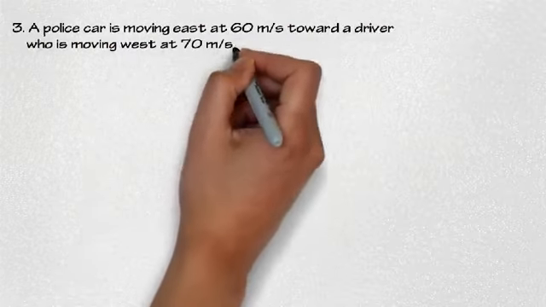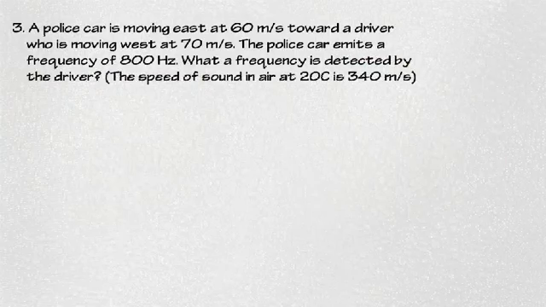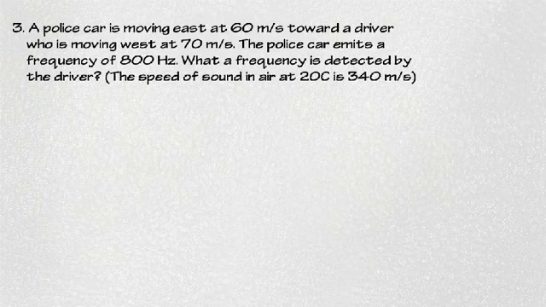Question number 3. A police car is moving east at 60 meters per second toward a driver who is moving west at 70 meters per second. The police car emits a frequency of 800 Hz. What frequency is detected by the driver if the speed of sound in air at 20 degrees is 340 meters per second?